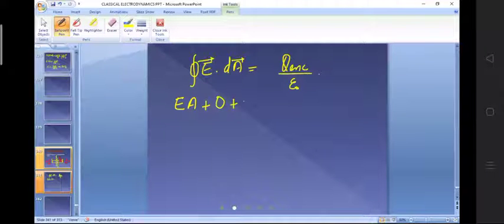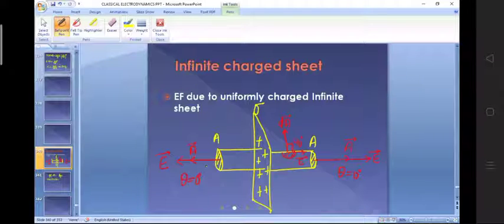Then flux through the other end cap is also equal to E multiplied by A cos 0 degrees, that's equal to 1. So that will in turn be equal to Q enclosed. Okay, now what is the charge enclosed by this?